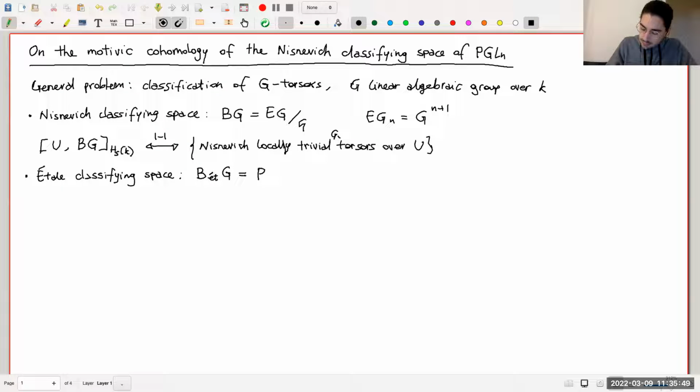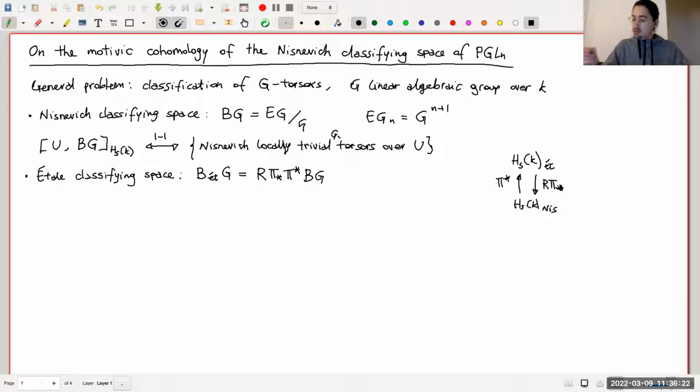So I will denote this by B with a small et G. And this is defined by this couple of adjoint functors starting from the Nisnevich one. So I will explain here better. We can consider the simplicial homotopy category with the étale topology, and the simplicial homotopy category over K with the Nisnevich topology. Here we have étale sheafification, and here we have restriction to Nisnevich topology. And if we start with the Nisnevich classifying space, we étale sheafify and then we restrict it back to Nisnevich topology, then we obtain the étale classifying space.